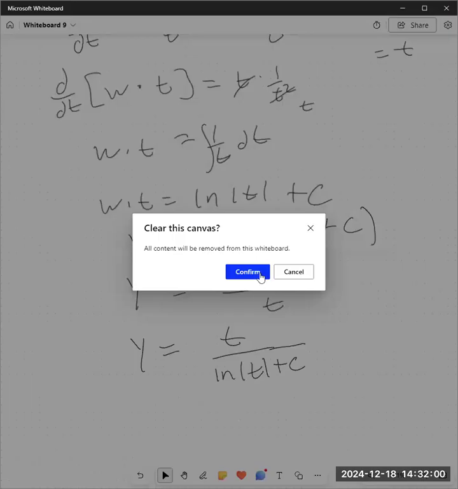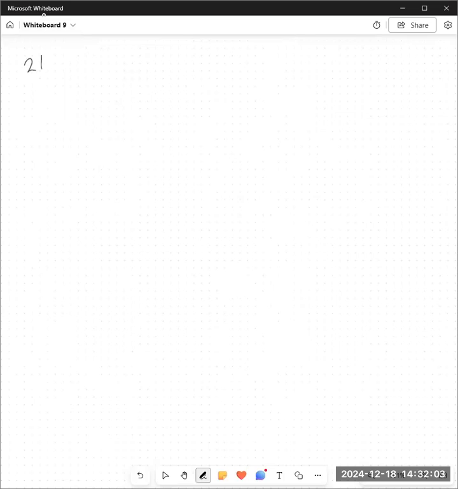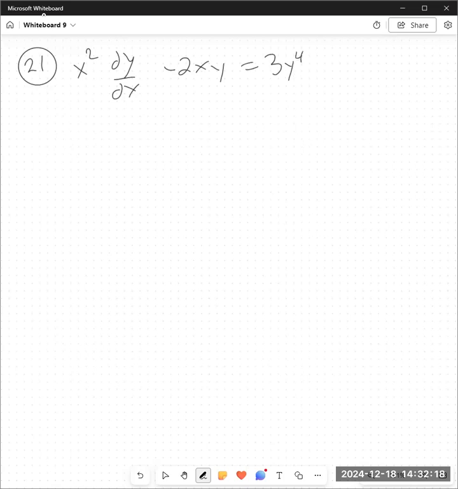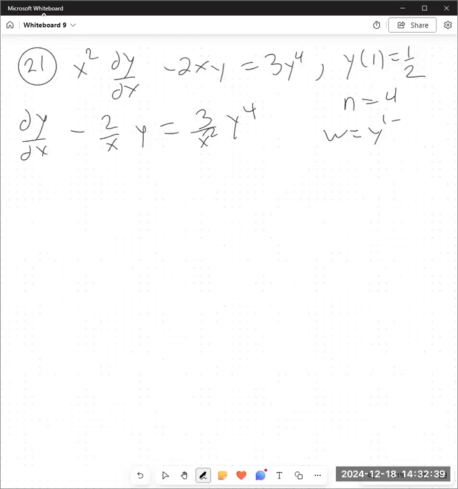Number 21 here. This is going to be an initial value problem. That's a Bernoulli equation. So we're going to make this dy/dx minus 2 over x y equals 3 over x squared y to the fourth, where n is equal to 4, w is equal to y to the 1 minus 4, which is equal to y to the negative third.